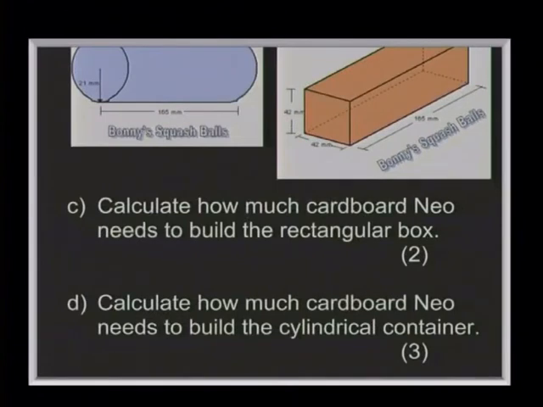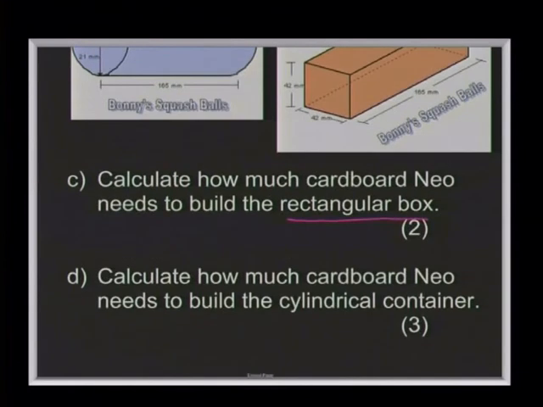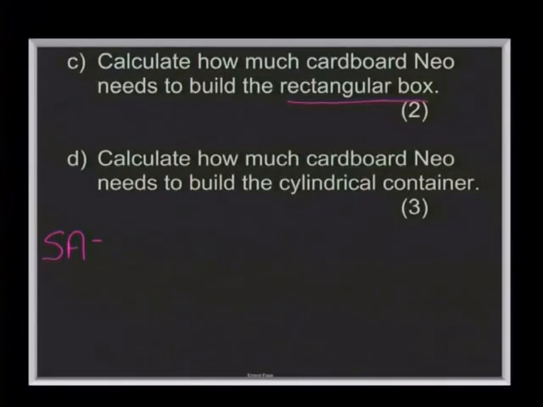Right. We need to calculate how much cardboard Neo needs to build the rectangular box. So, what are we looking for? How much cardboard does he need? We're looking at the surface area. And the surface area of our rectangular prism, I'm going to give you the formula again, was 2 times the length times the breadth plus the length times the height plus the breadth times the height. Now you will probably be given this formula in an exam type question, so don't stress about the formulas.